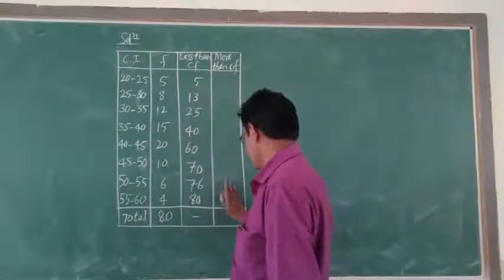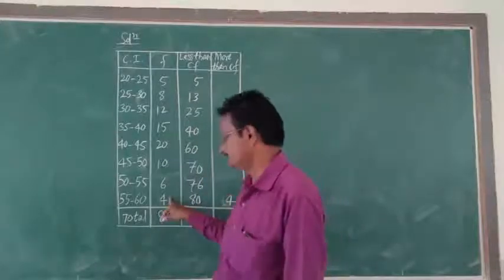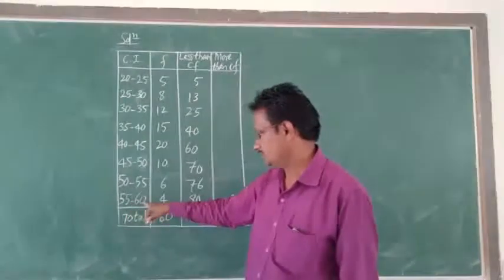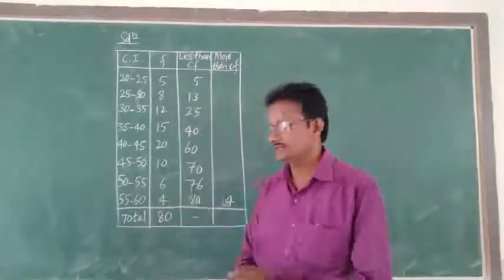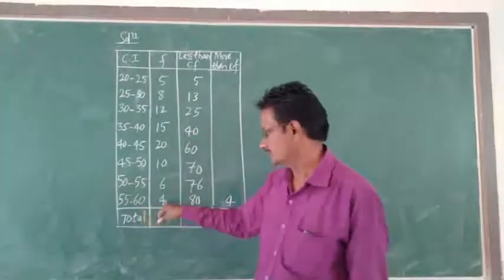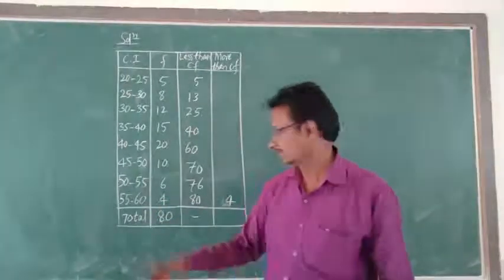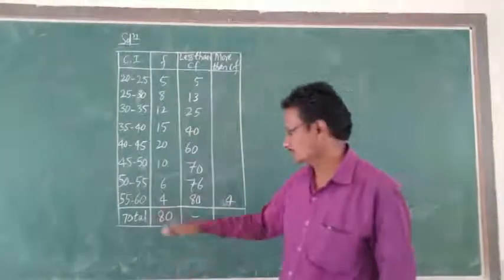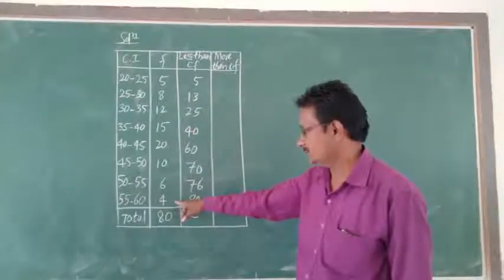Sorry, first, more than CF. Please observe in the problem, in the class interval 55 to 60, by mistake it is printed as 8 workers. Make a small correction: instead of 8 you have to write 4. So we have to add frequencies from bottom to top.